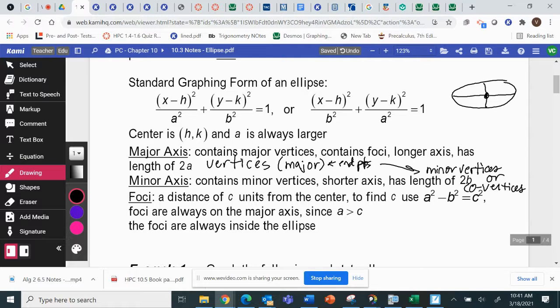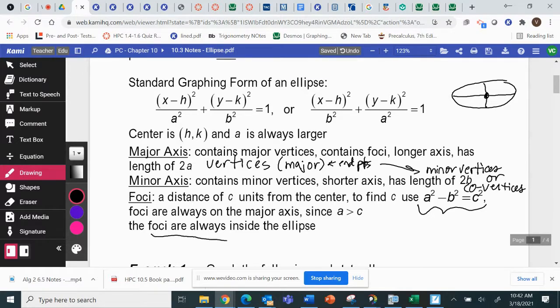The foci have a distance of C, so we've got another letter involved, C units, but we get those C units by using something that looks like the Pythagorean theorem but isn't. So we've got A squared minus B squared equals C squared. This is not the Pythagorean theorem. If you use A squared plus B squared equals C squared, you're going to get it wrong, and you're going to be like, what's wrong? I don't know what I'm doing wrong. It's not going to work right.